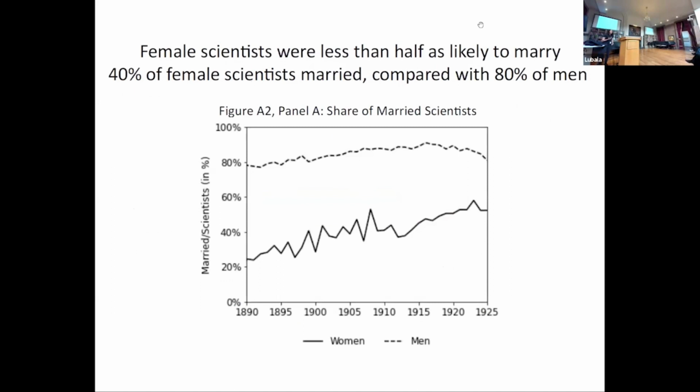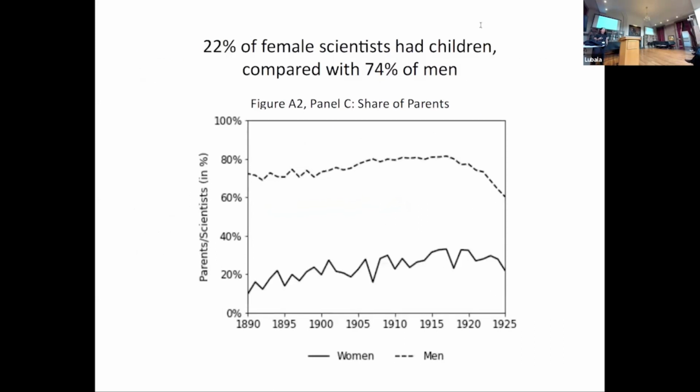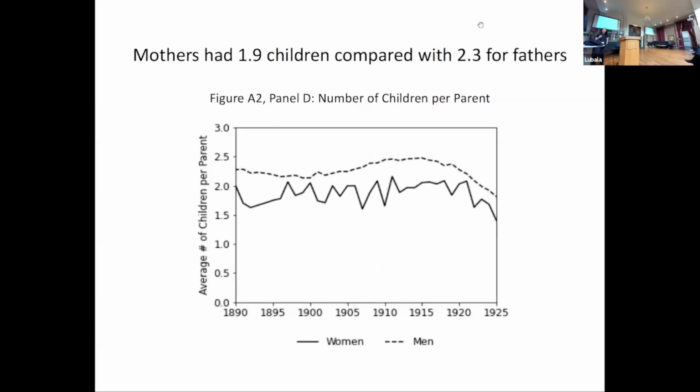Then mothers respond to this by just not marrying. Female scientists were less than half as likely to marry: 40% of female scientists married, compared with 80% of men. And they also don't have kids. 22% of female scientists had children compared with 74% of men. But conditional on having a kid, they have almost as many kids as men.